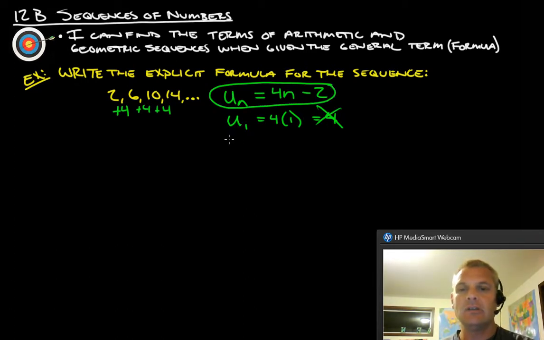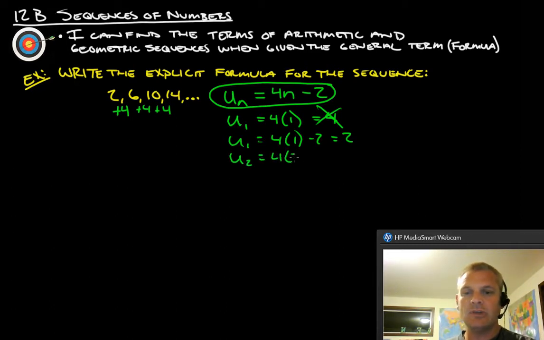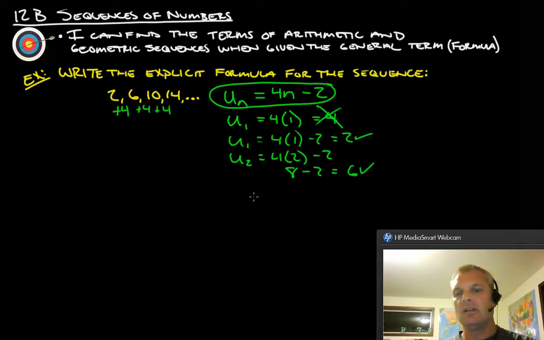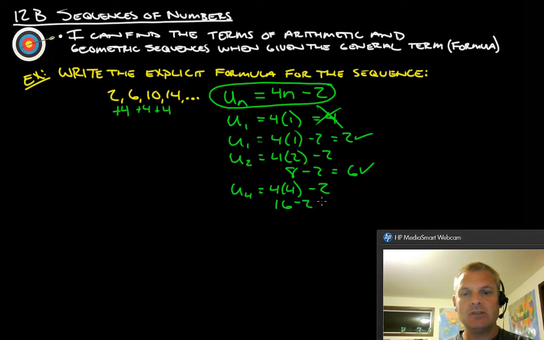So if we did u sub 1 equals 4 times 1 minus 2, that in fact gives us 2. Let's double check it with the other ones to make sure. U sub 2 equals 4 times 2 minus 2. So that's what? 8 minus 2, which gives us 6. So these both work. Let's try, say, u sub 4 just to make sure. 4 times 4 minus 2, so that is what, 16 minus 2, which is 14, which is the fourth term.